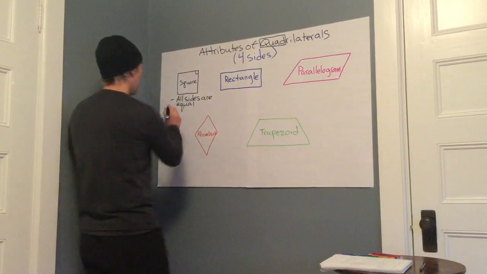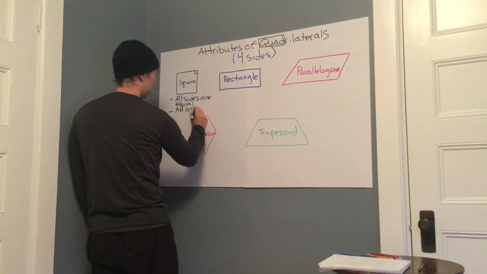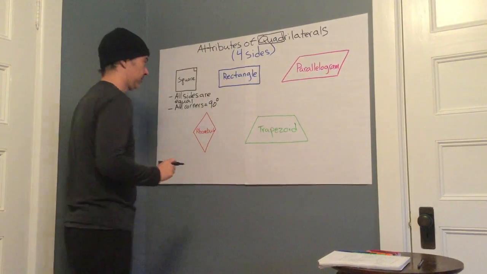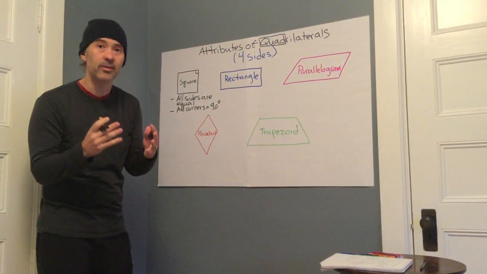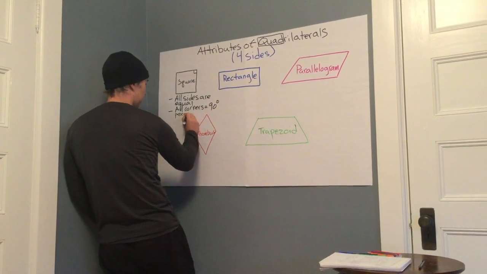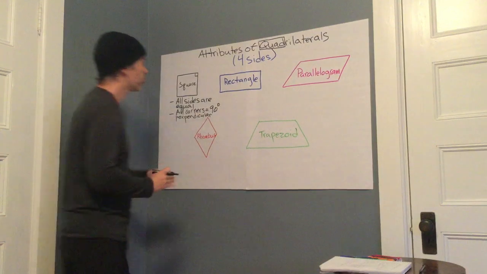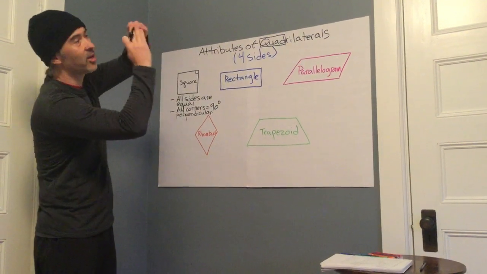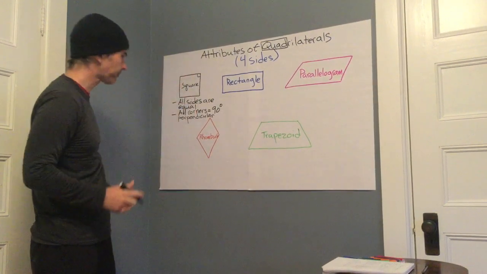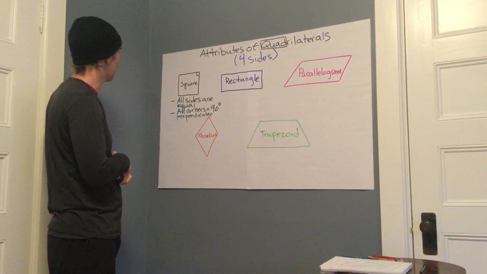They actually, in a square, all corners equal 90 degrees. They're perpendicular. That's a pretty big word. They're perpendicular, okay? Which means when the two sides meet, they create a 90-degree angle. Let's see, what else do we notice about a square?